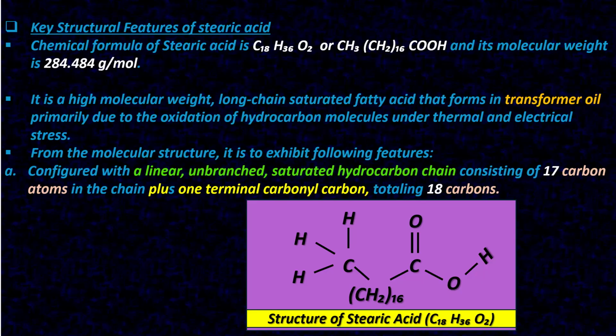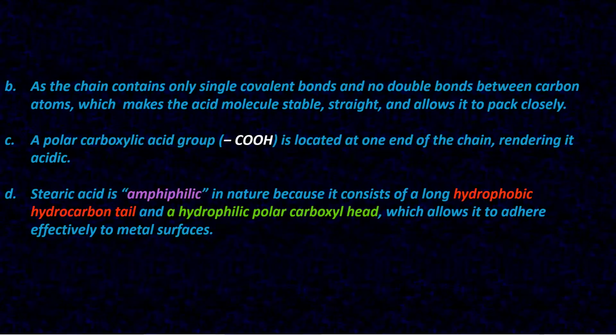From the molecular structure, it is found to exhibit the following features. See the structure of stearic acid, C18H36O2. A. It is configured with a linear, unbranched, saturated hydrocarbon chain consisting of 17 carbon atoms in the chain plus one terminal carbonyl carbon, totaling 18 carbons. B. The chain contains only single covalent bonds and no double bonds between carbon atoms, which makes the acid molecule stable, straight, and allows it to pack closely.